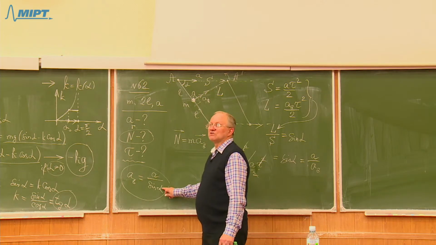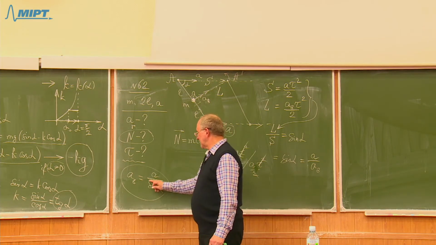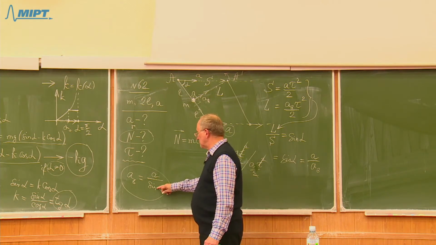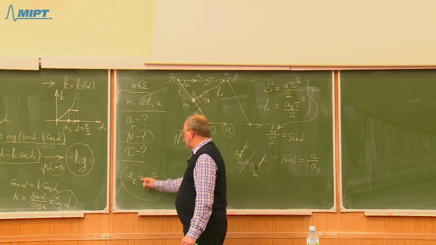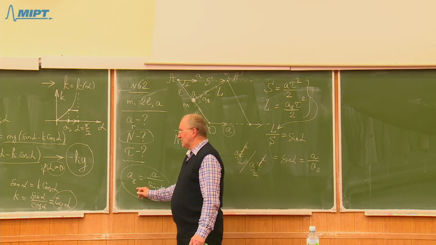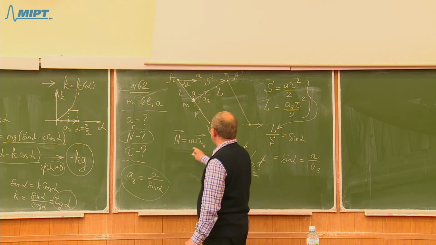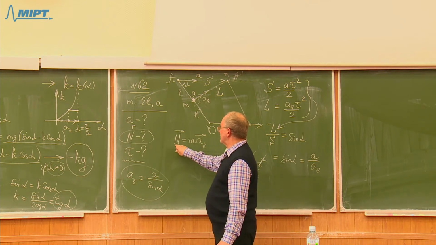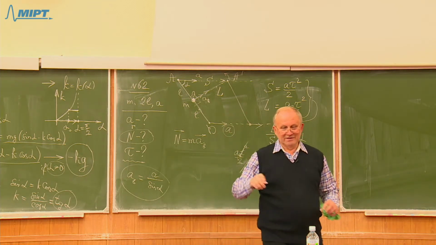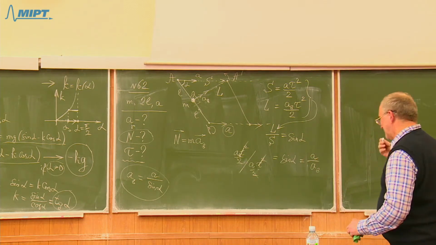What if alpha goes to 0? Then sine alpha will go to 0, and 0 in the denominator will make this quantity infinitely large. So we will obtain infinitely large acceleration of the bead, and infinitely large acceleration will give infinitely large force. Something is wrong.